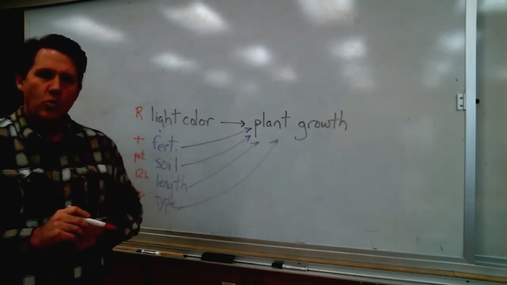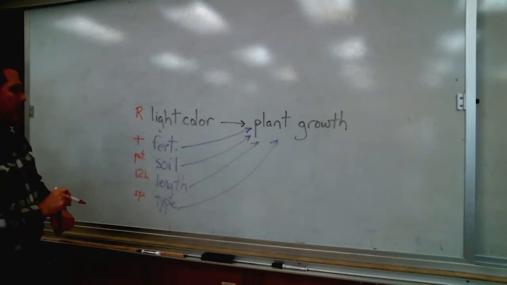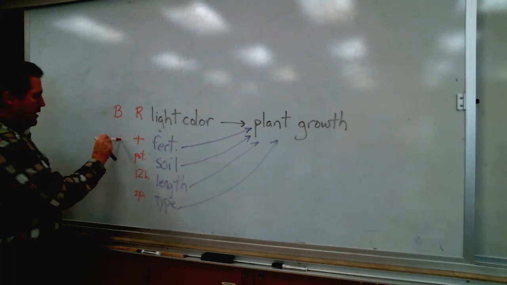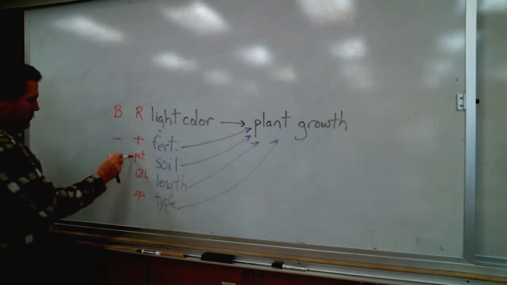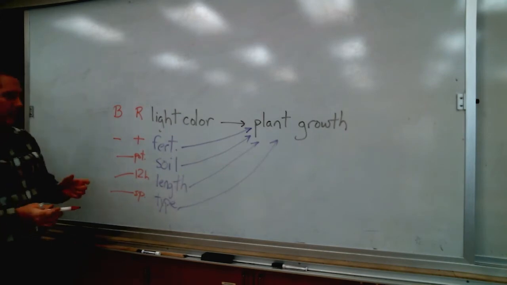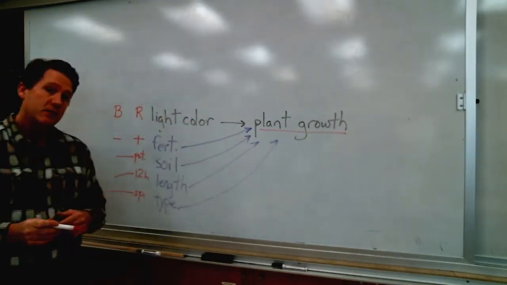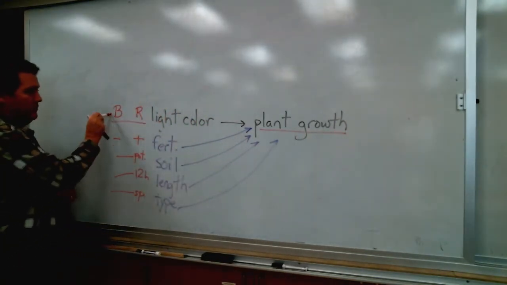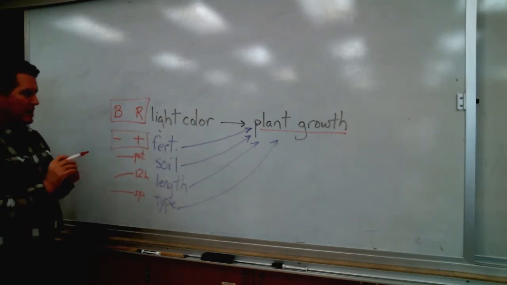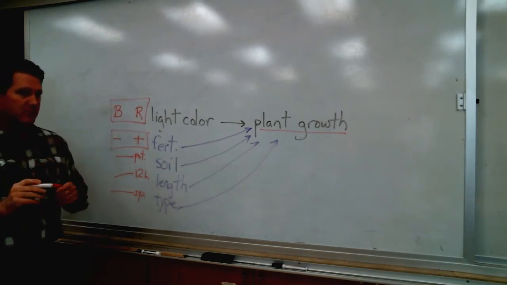Okay, so that was one trial, and I compared that to another one. So we've got to compare, right? So what am I going to compare that to? I'm going to put one in blue light. I'm not going to have any fertilizer, but all of these are going to be the same. Well, that's a real problem, because now I don't know if the plant grew more or less because of the color of light or because of the fertilizer. So I need to keep everything except what I'm studying the same, at least as much as I can.